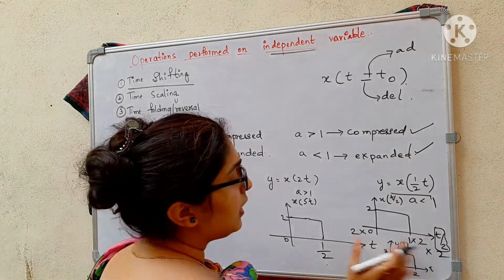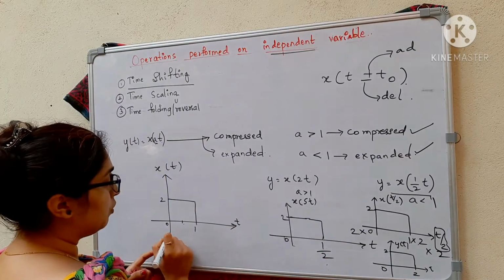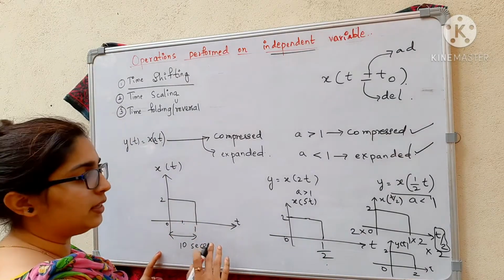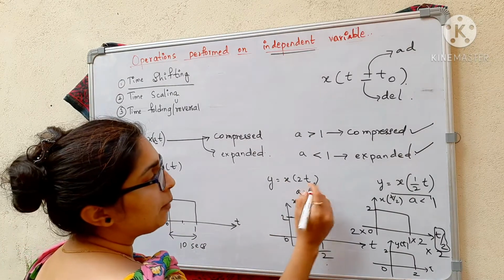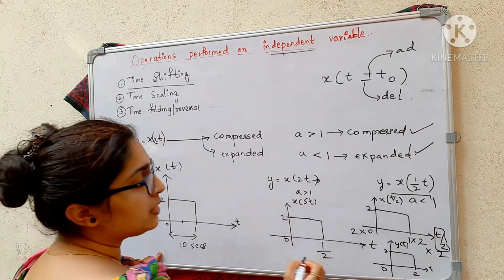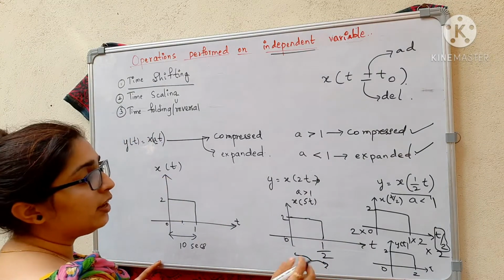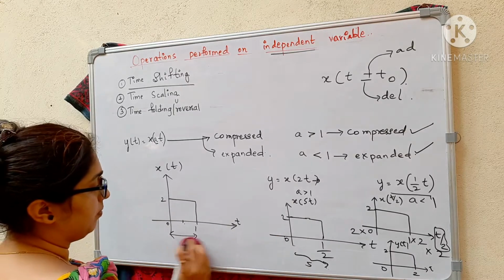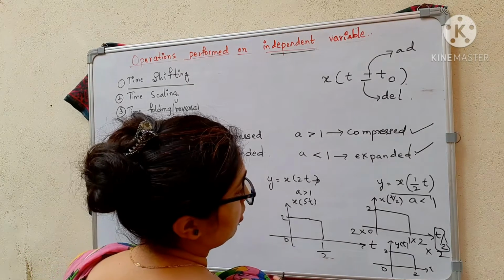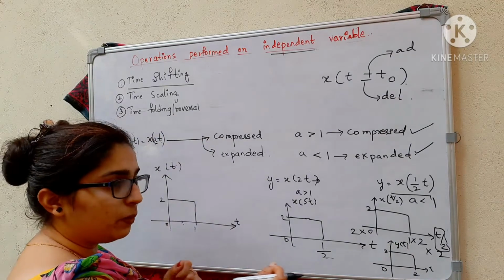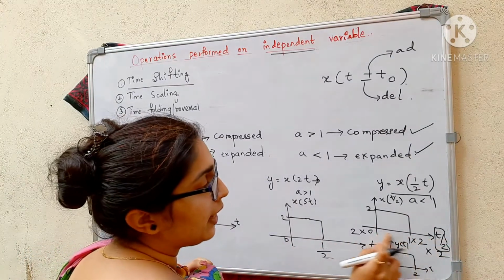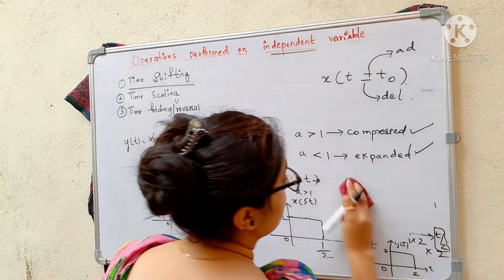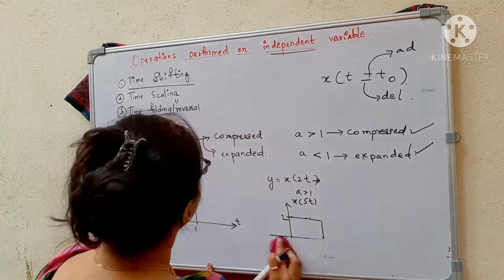And here it is like if I am taking 10 seconds to complete this, if I am increasing the speed, that means I will be taking only 5 seconds to complete this. So it is the compressed version. This is the expanded version. It will be elaborating, so it will take 10 into 2, that is 20 seconds to complete it. This is your time scaling.